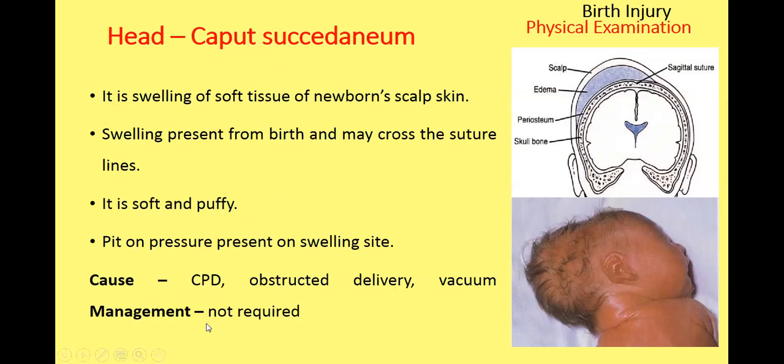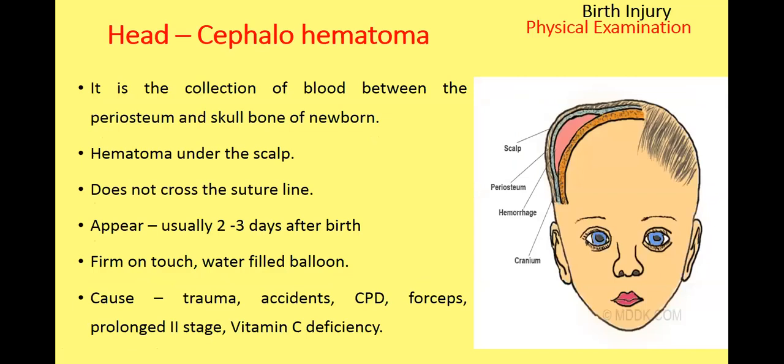Management. We don't require any specific management for the caput succedaneum. We just wait and watch the size. It usually disappears within 3 to 4 days or within a week, and it doesn't cause any pathological condition or irritability in the newborn. Then cephalohematoma. Hematoma under the skull. It is usually found in 1 to 2% of newborns.